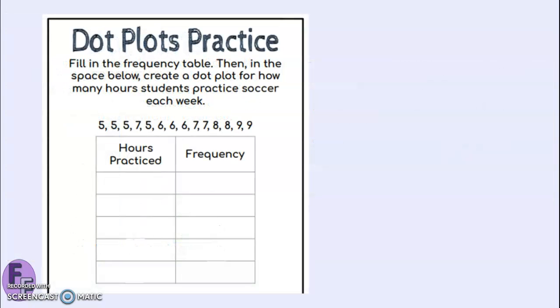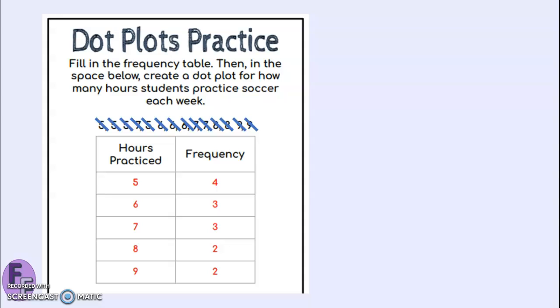Here's another practice. Fill in the frequency table and then make a dot plot. So first we're going to tally up and count how many hours practiced. The number 5 is written down 4 times. The number 6 is written down 3 times. The number 7 is also written down 3 times. The number 8 is written down twice, and the number 9 is also written down twice. Notice I'm crossing off the numbers as I record them so I don't make a mistake and miscount my numbers.